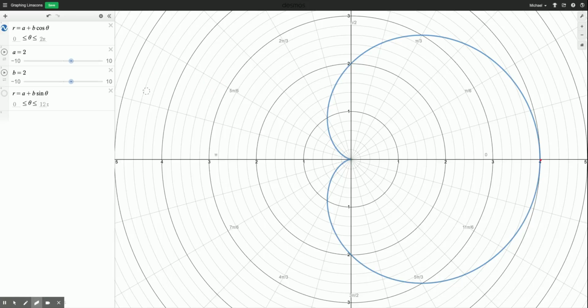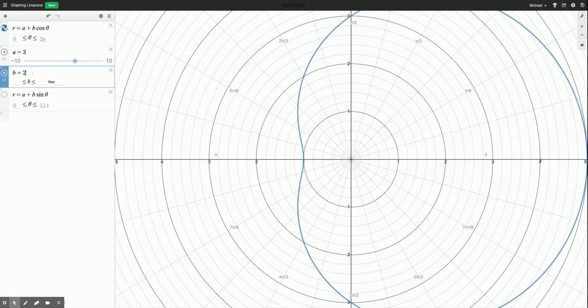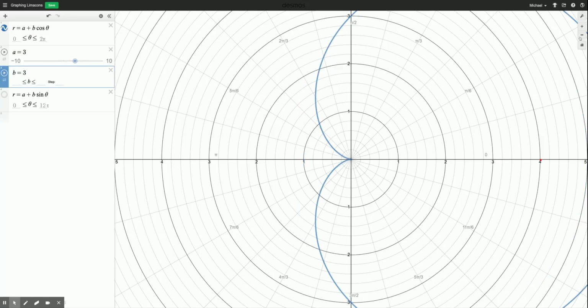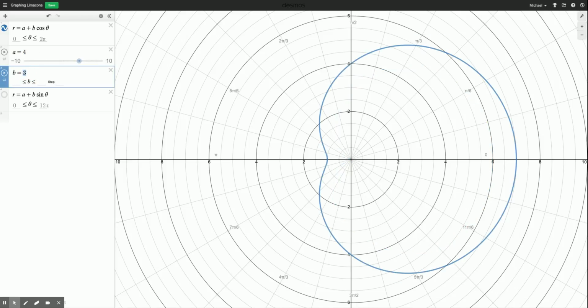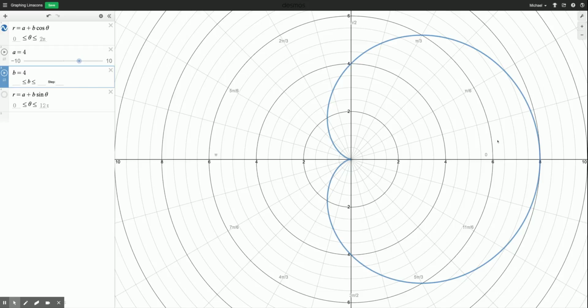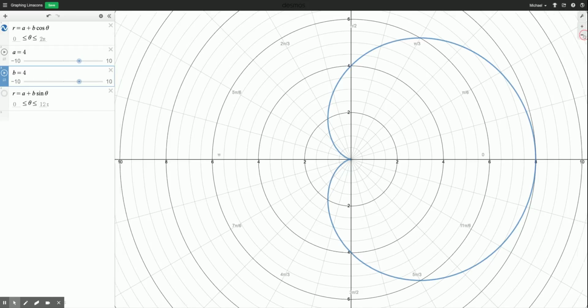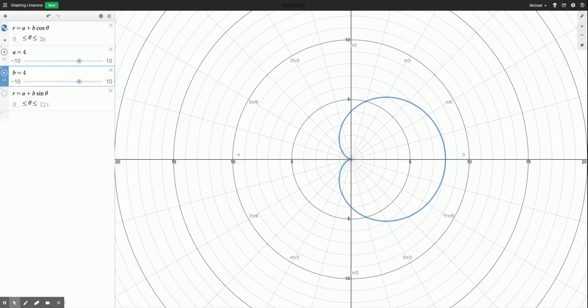This would be true if I did the same thing. What if I made it where a was 3 and b was 3? We'll make this a little bit bigger. Notice the largest thing you can get out is 6. Smallest thing you can get out is 3. I can go on forever. As long as these are the same, make this a 4, make this a 4, you have something known as a cardioid.